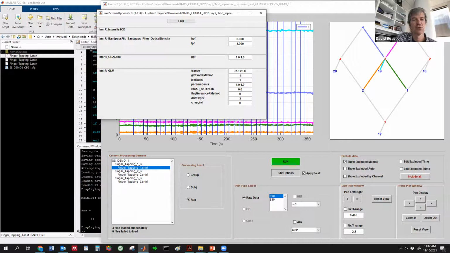Then here's the drift order correction. So we put a third order polynomial. Then there's a contrast vector. Miriam, do you want to say anything about the contrast vector?